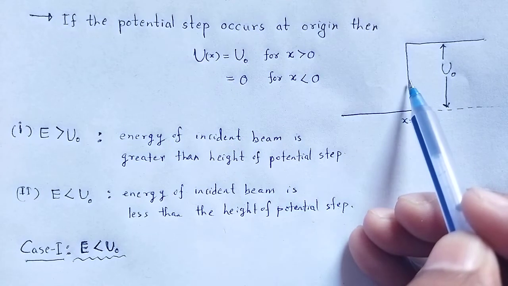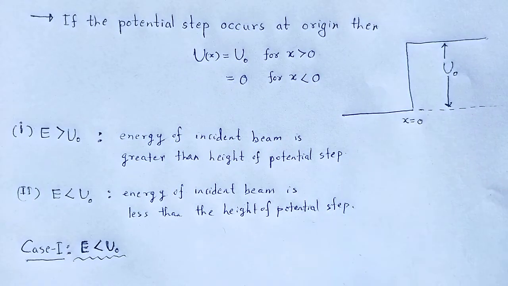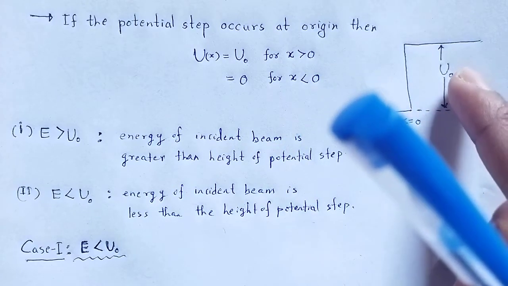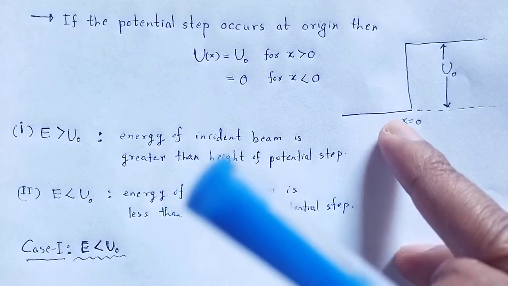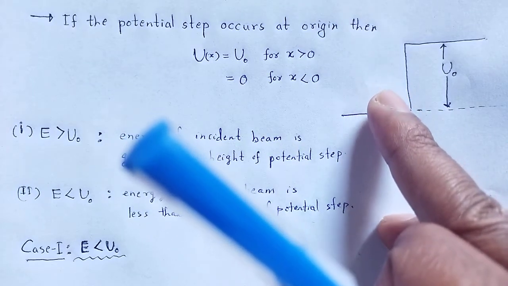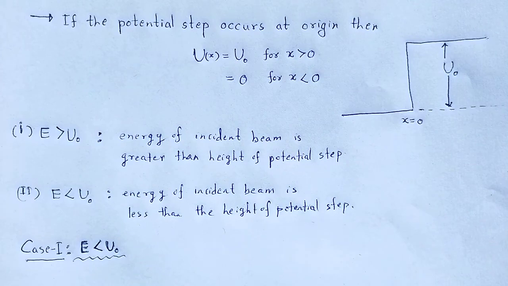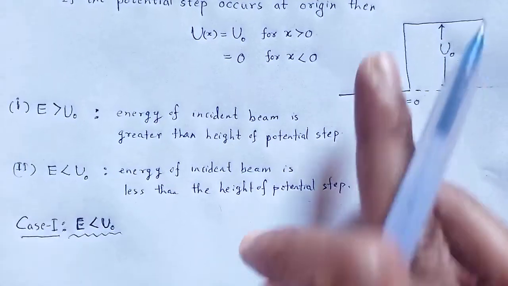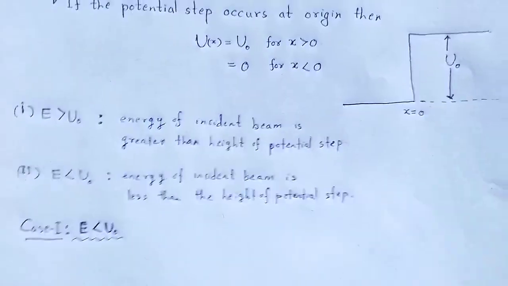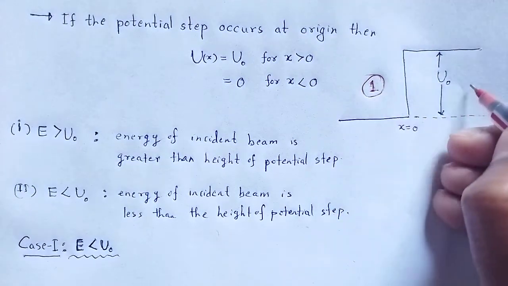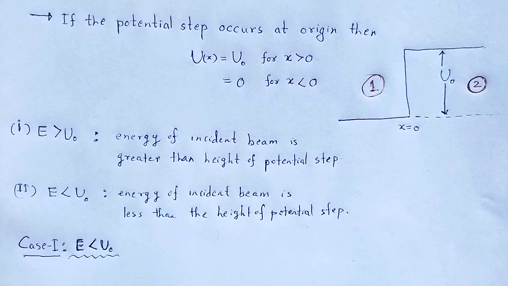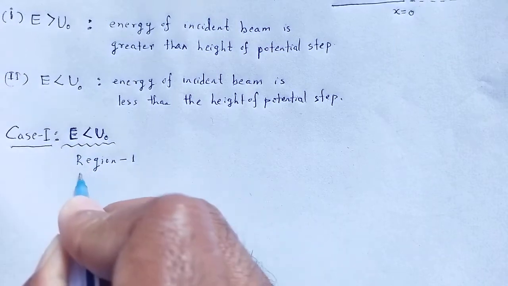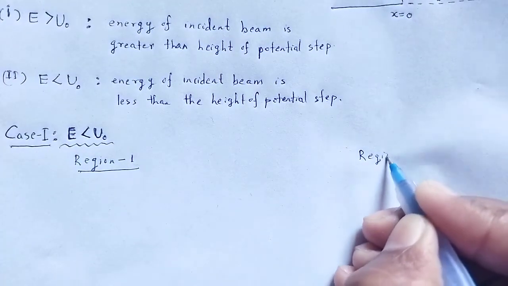The beam encounters the step at origin. When that beam travels and encounters the step at origin, let us consider the wave function psi 1 for region 1 and psi 2 as the wave function in region 2, that is, in the region x greater than 0 psi 2 and x less than 0 psi 1.